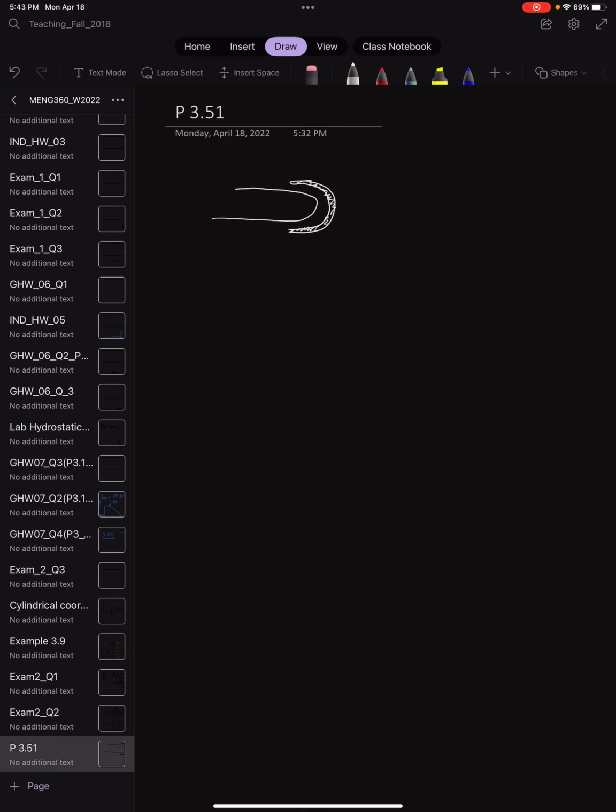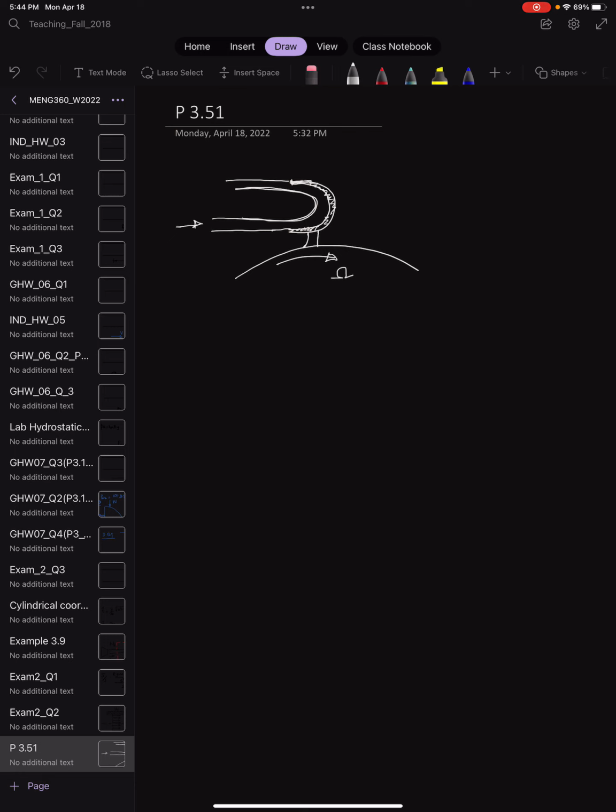In this video, I'm going to explain how to solve problem 351. It's a moving boundary problem. As you can see, the flow is a moving control volume problem. The fluid jet hits a vane or the bucket of a turbine, and the turbine rotates at angular velocity omega, and the jet comes from left to right.